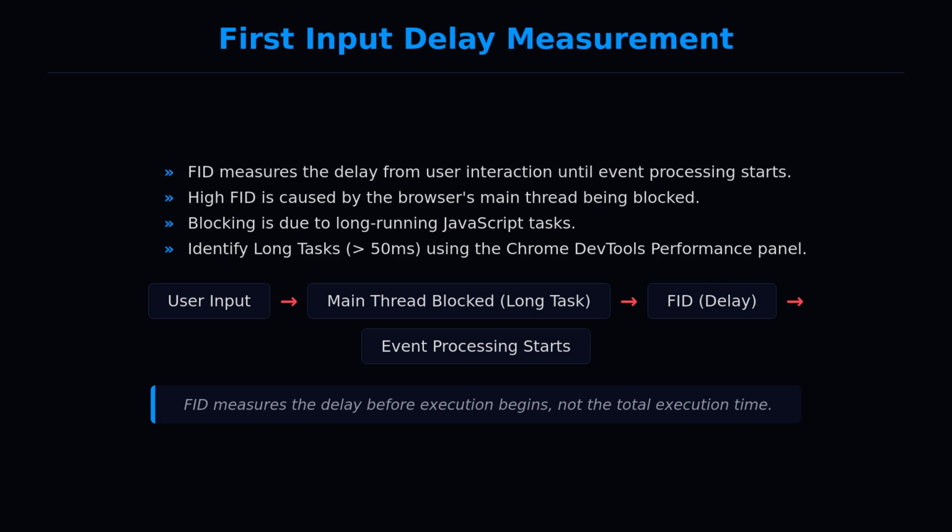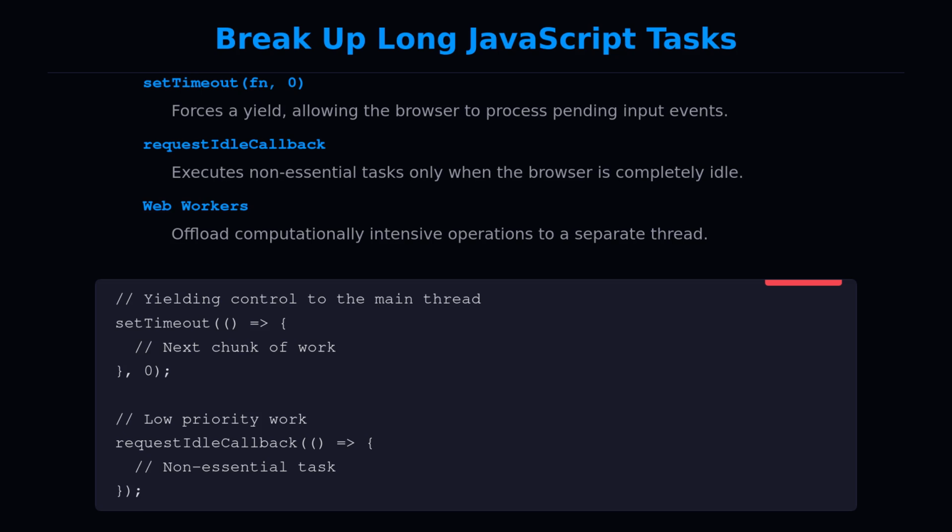Remember, FID is only the delay before event execution begins. It does not measure the total time taken to execute the event handler function. To reduce first input delay, you must prevent main thread blocking.